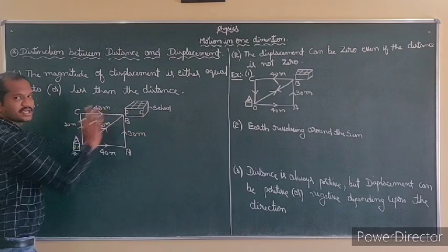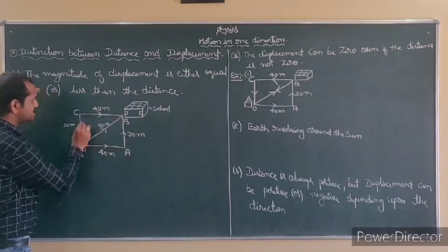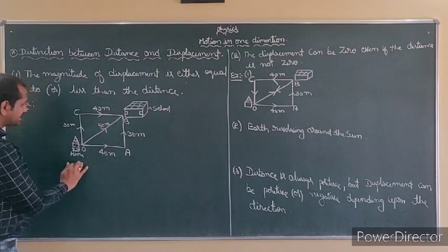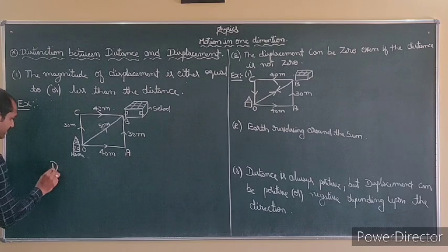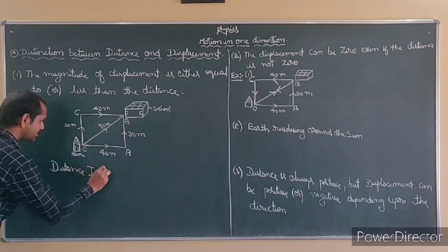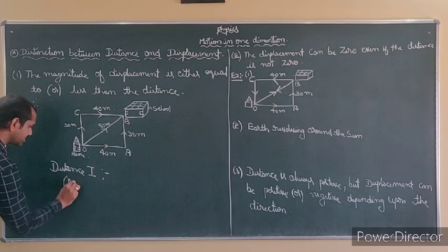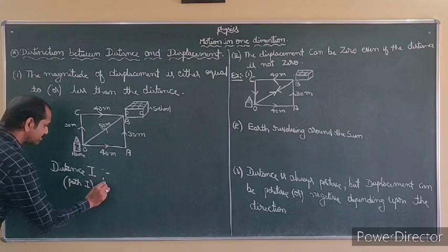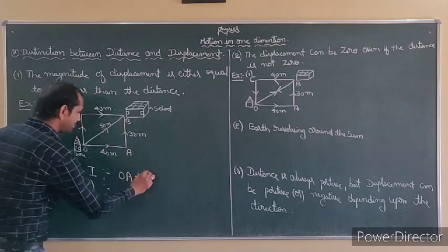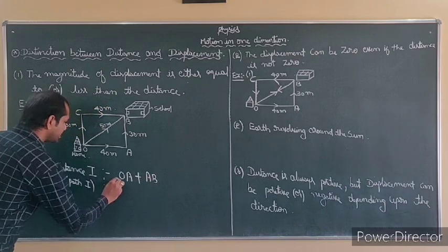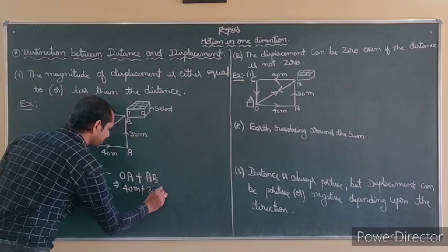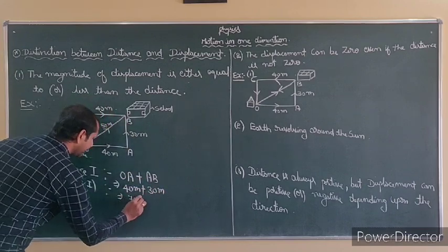See here, we know that already. This is a home and this is a school. And this is one path, this is the second path, and this is the third path to travel from your home to school. Here, let us first find out which distances we have. First is distance 1, that is the first path, or you can also consider path 1. In this path 1, I am traveling OA plus AB. Here how much is it? 40 meter plus 30 meter, that is totally 70 meter.